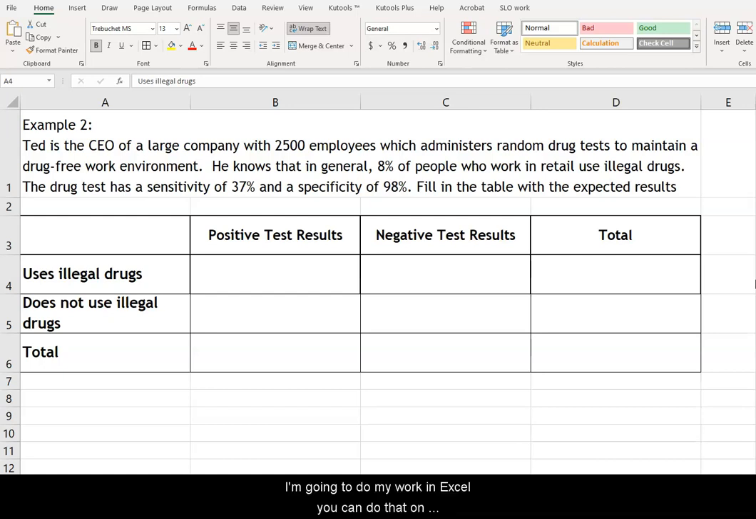I'm going to do my work in Excel. You can do it on pencil and paper. Either is fine. You should get the same results either way. All right, so let's go ahead and read this problem.